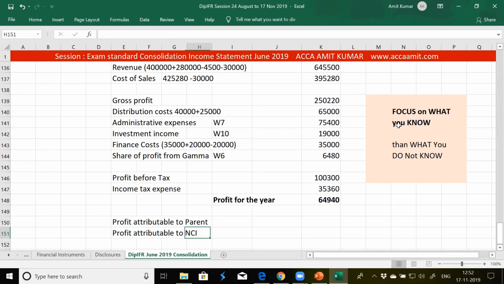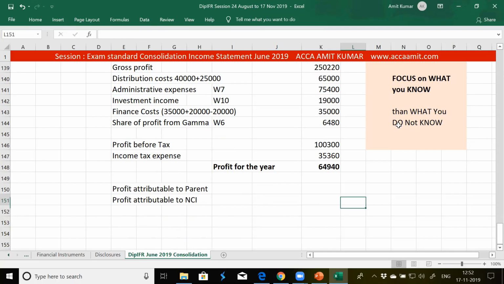Got it? Now, how to divide this profit attributable to this parent? We first assign the profit to NCI, and the parent's profit always becomes the balancing figure. How do we do it? We pick the profit of beta. Most of the people commit this mistake of applying the percentage directly on 64,940. What will it result in? If someone applies 25% directly on 64,940 to give a profit to NCI, what is the mistake committed?